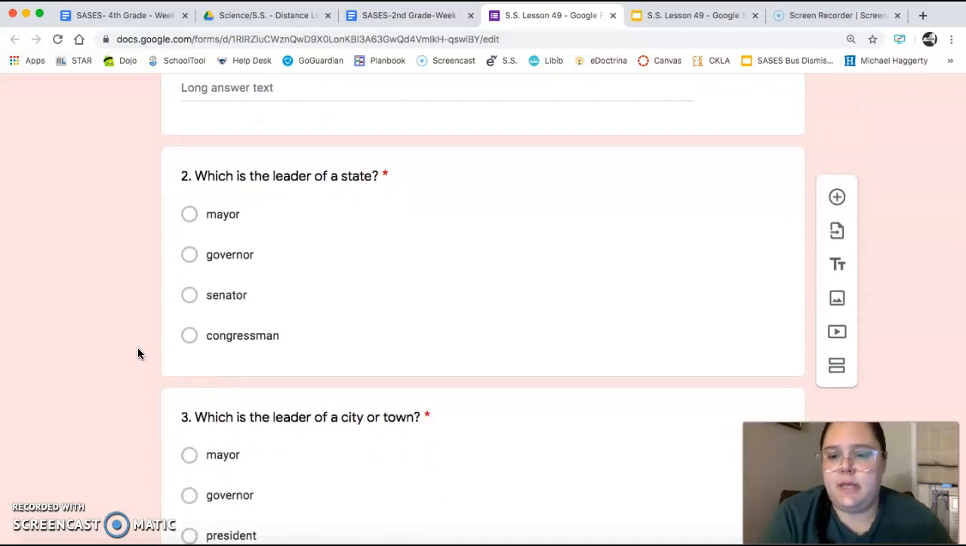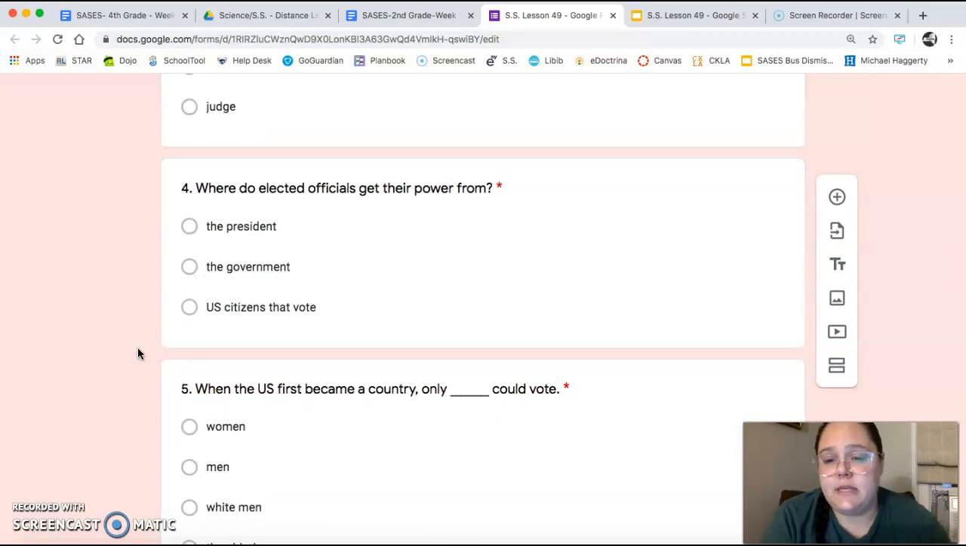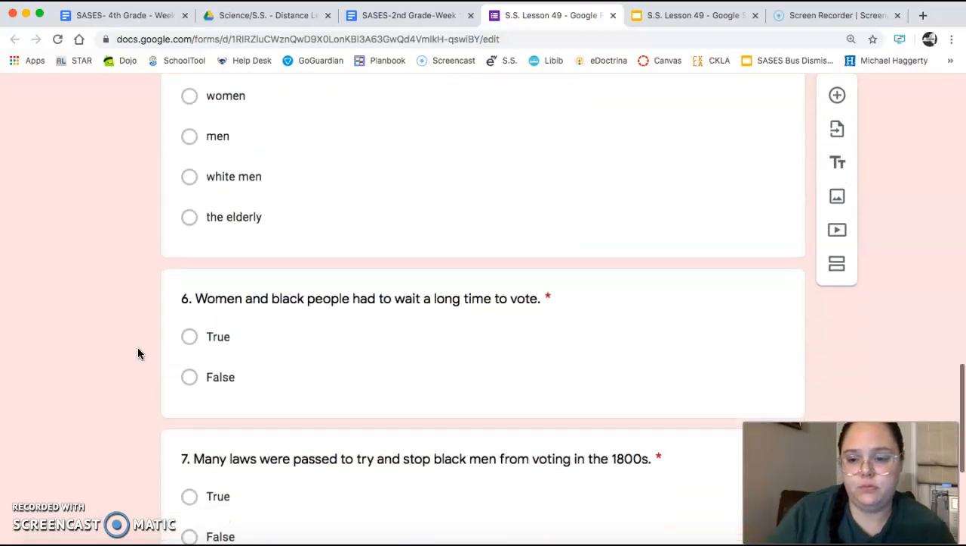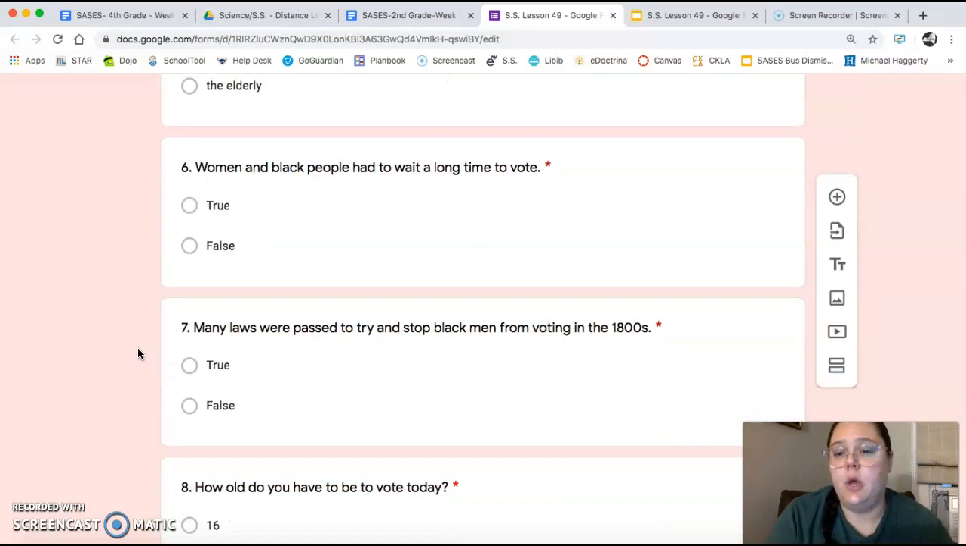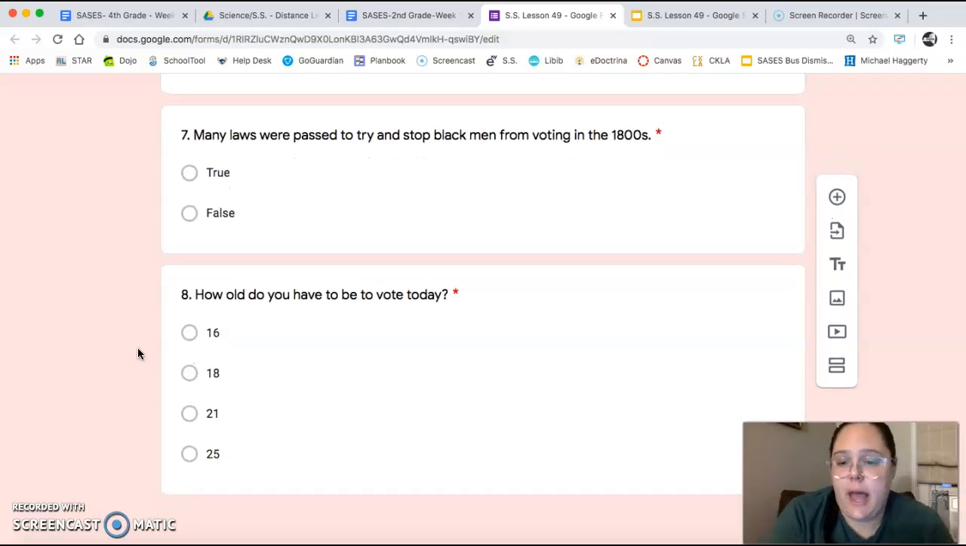Number two, which is the leader of a state? Number three, which is the leader of a city or town? Number four, where do elected officials get their power from? Who gives them their power? Number five, when the U.S. first became a country, only blank could vote. Six is true or false: women and black people had to wait a long time to vote. Seven, many laws were passed to try and stop black men from voting in the 1800s. True or false? And number eight, how old do you have to be to vote today?